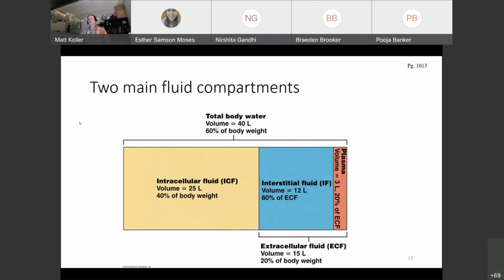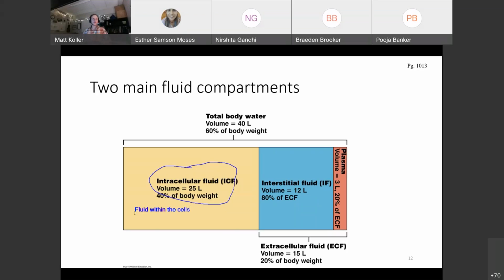So the first category is really intracellular fluid. So intracellular fluid is fluid within the cells. Now you have anywhere from 50 to 100 trillion cells within your body. So even though you have anywhere from 50 to 100 trillion little water bags that make you up, because the interior of those cells is so similar, we just lump this into one category.